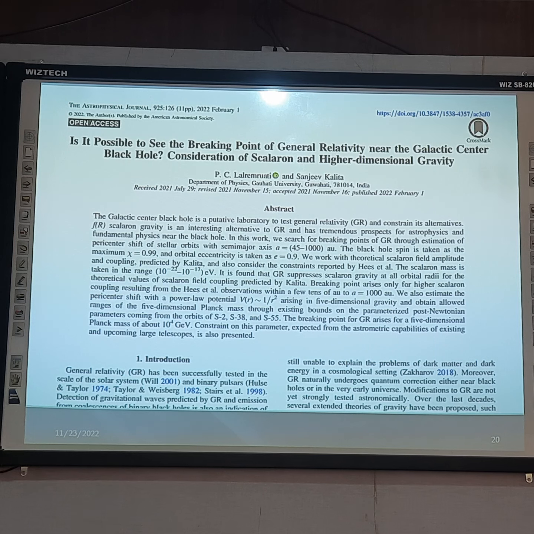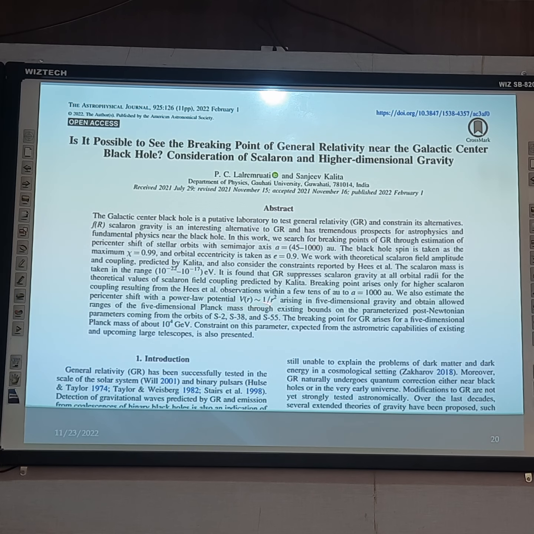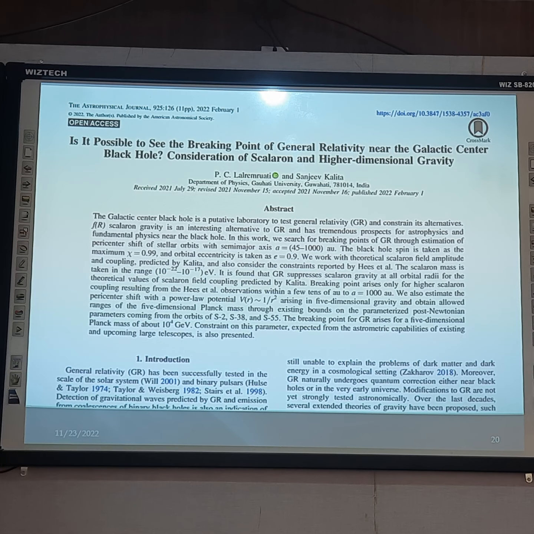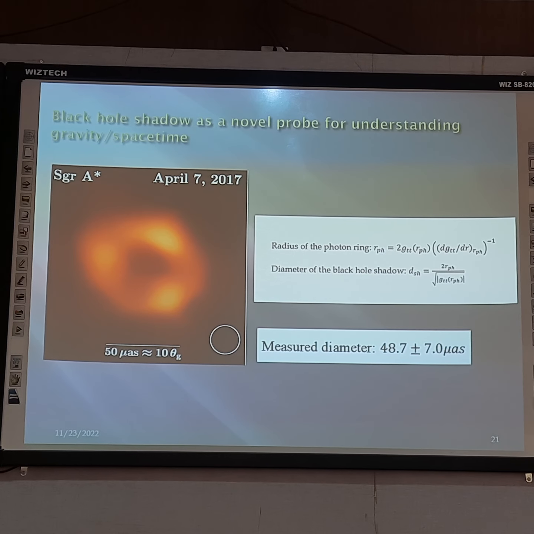And you can see all these scalarons in the range 10 to the power minus 22, minus 17, and the potential 1 by r square. It has been taken together to try to see whether we can detect the breaking point of GR near the black hole. Now my last point is whether we can use the shadow diameter of the black hole to test gravity or to understand gravity.